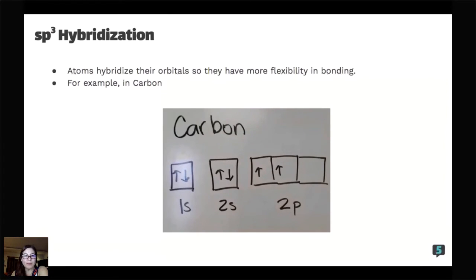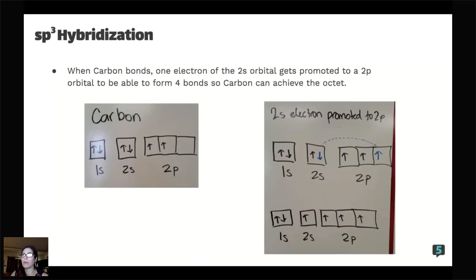The carbon atom. Excellent. Yes, it usually bonds with 4 atoms. So the way that carbon organizes to be able to do this is by hybridizing its orbitals. So, I'm sorry, here. So this is the regular one. Now, this one right here, this one of carbon, the arrow that is spinning in opposite direction, it's promoted.